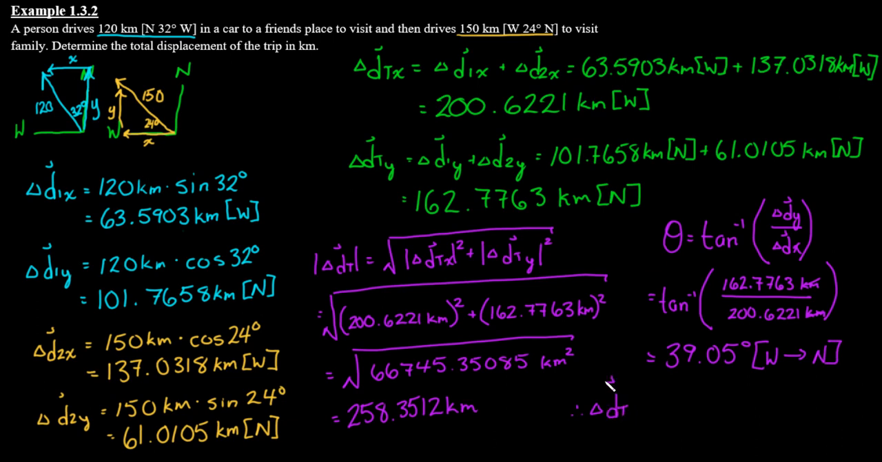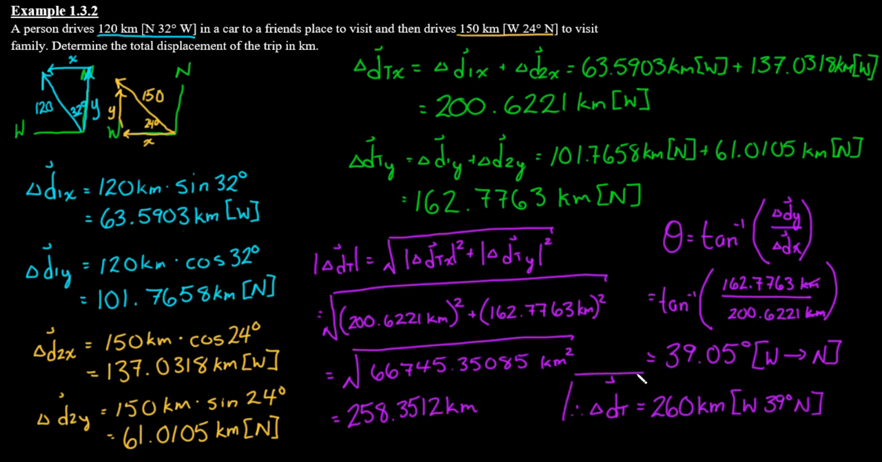Okay, so last thing we need to do is write it in sig figs. Our significant figures here for everything is 2. So the total displacement of the person is 260 kilometers west, 39 degrees north.